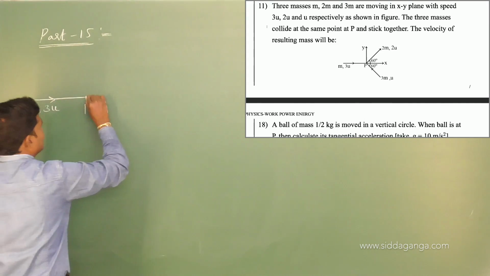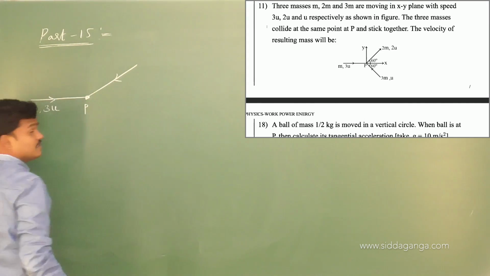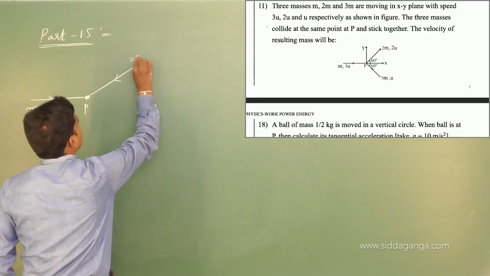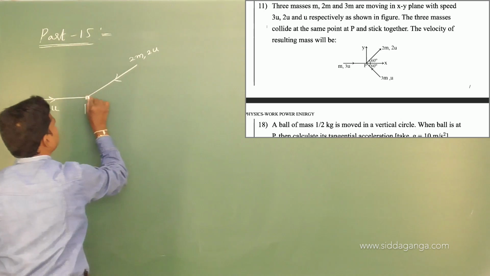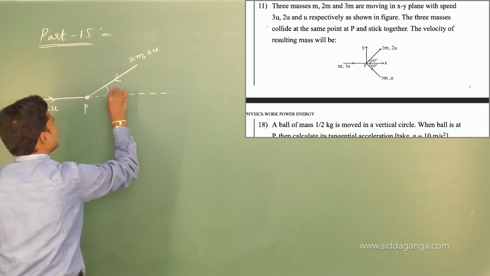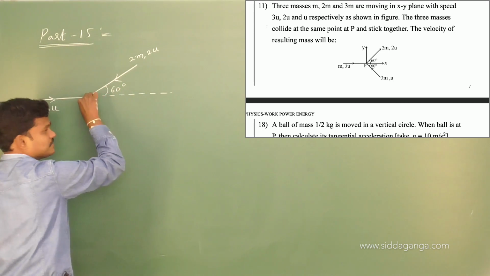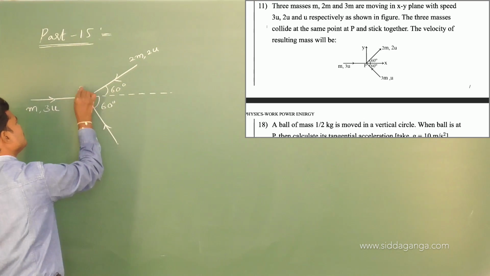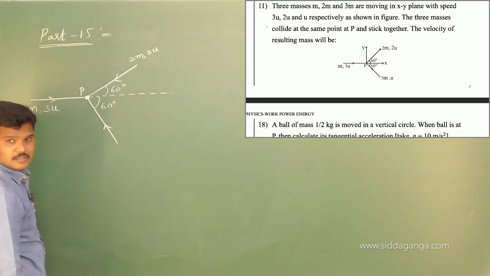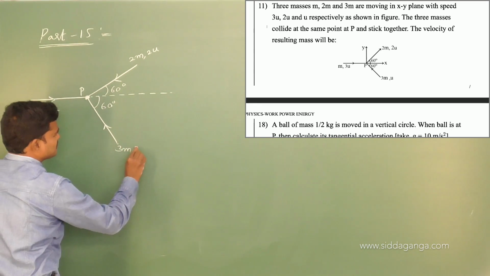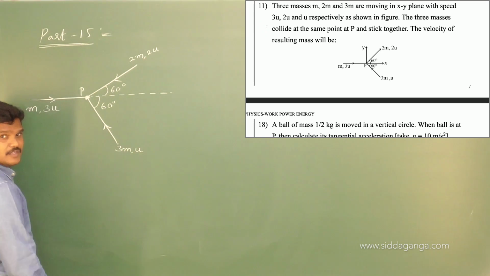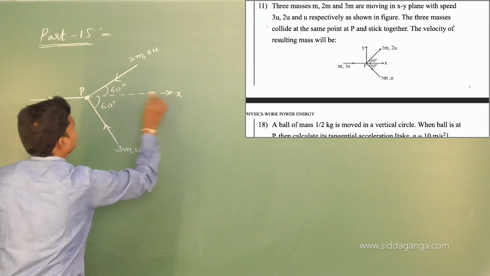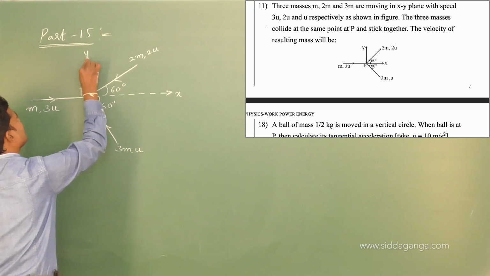And for another mass, the arrow mark in this direction they have given opposite, so change the arrow mark direction. This is 2m mass moving with 2u and makes an angle, mentioned already, of 60 degrees. This also maintains some 60 degrees angle, and this is 3m mass with u. This is the x axis and y axis.